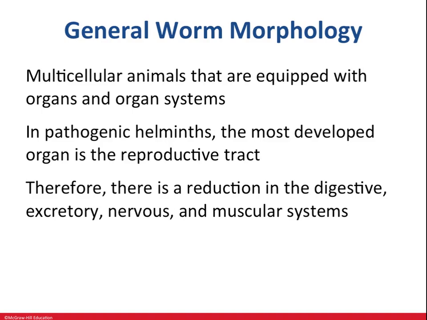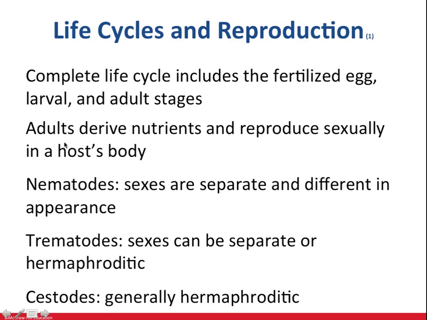So for the helminths, the most developed organ is the reproductive tract. They also have a digestive system, nervous system, and muscular system. The life cycle is egg, larva, and adult stage. The adult lives in the host body and reproduces in the host body.